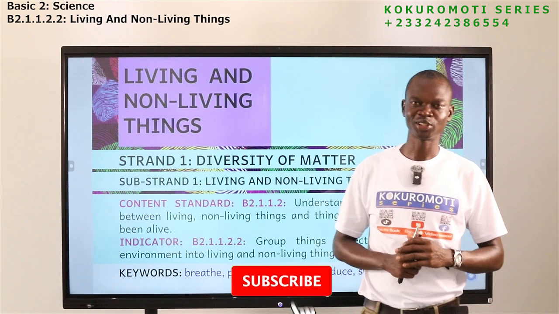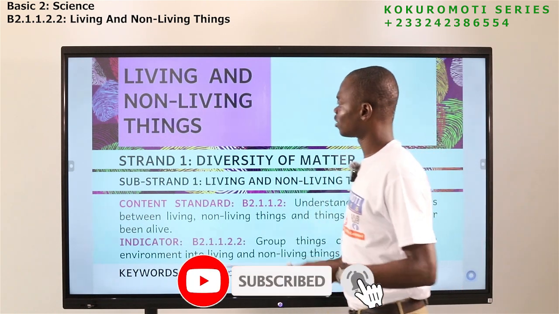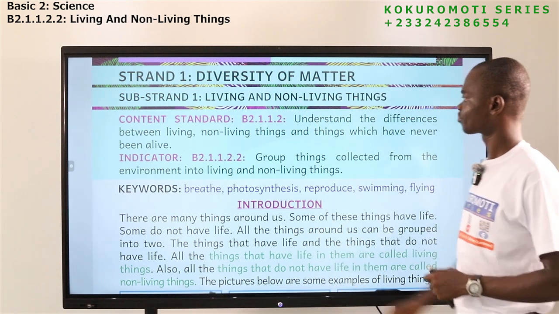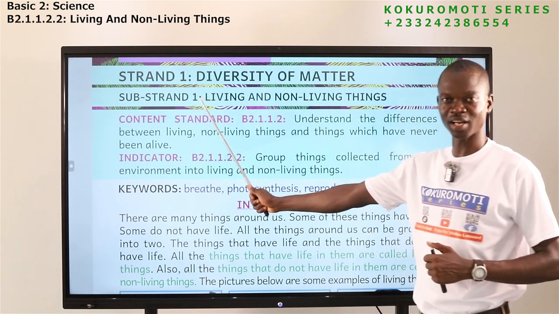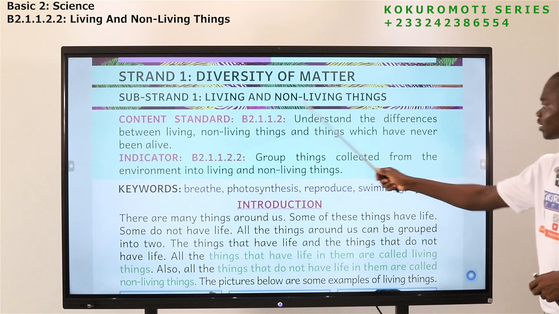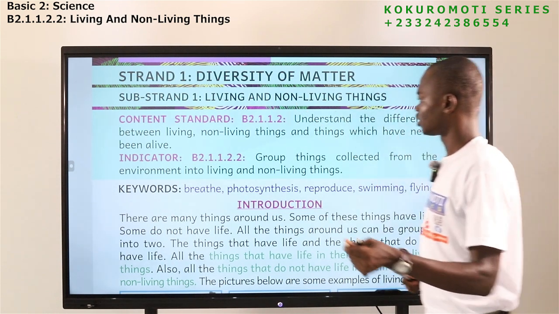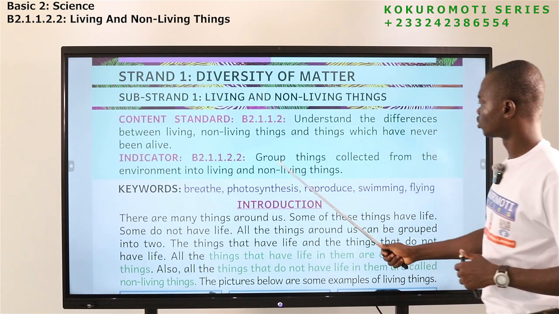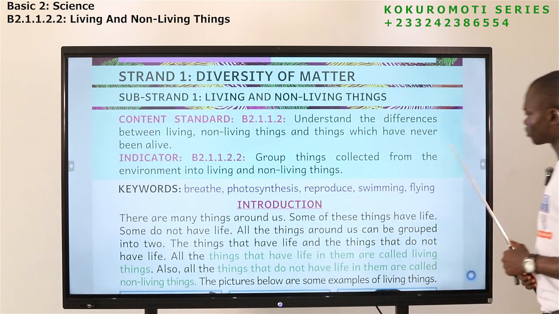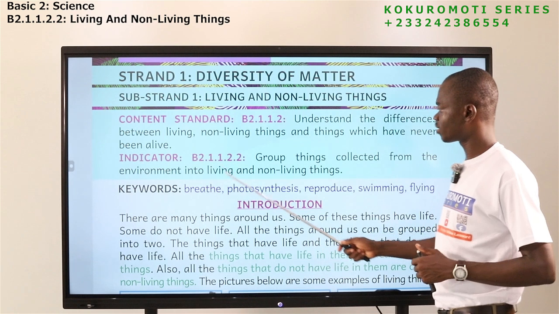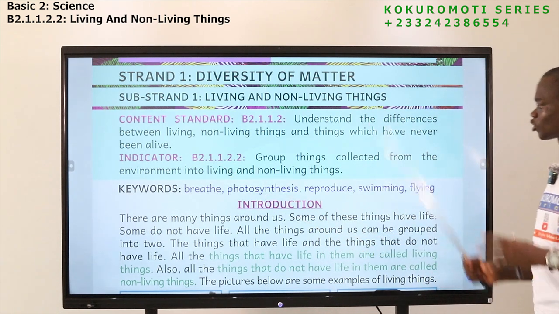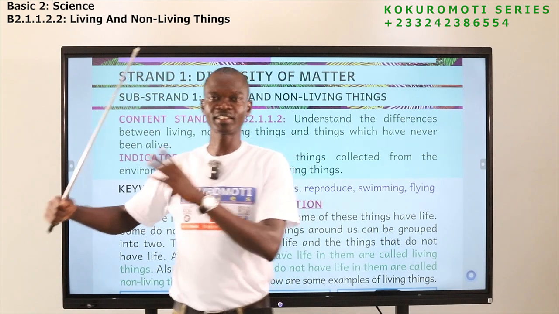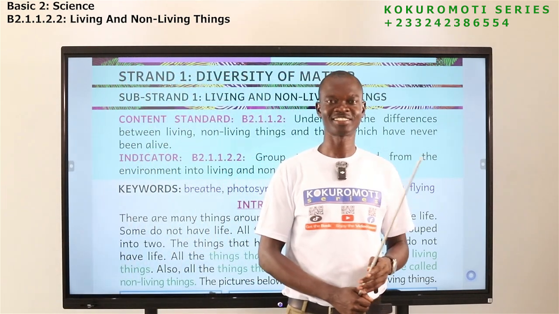Science for Basic 2. Today we are looking at strand 1, diversity of matter. The substrand is also 1, living and non-living things. Let's look at the indicator: group things collected from the environment into living and non-living things. So today's lesson is about grouping things into living and non-living.